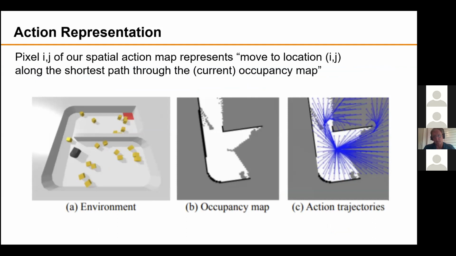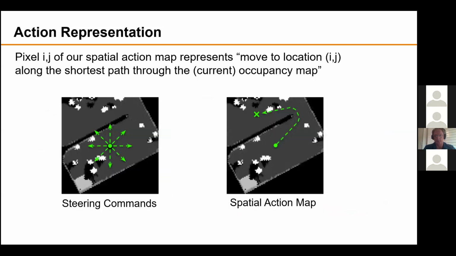So if the robot is where all those blue lines come together, then this is showing the set of actions that are possible. And the deep neural network is going to predict a Q value for each of those possible actions. In comparison to steering commands, this is quite different. You're not just taking a step along a particular direction, but you can take pretty complex actions. You can follow the shortest path, for example, through your estimate of the world.